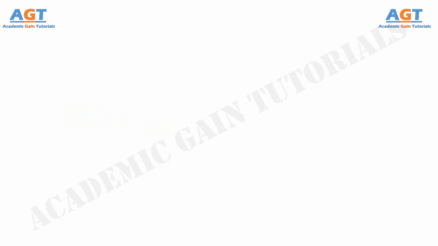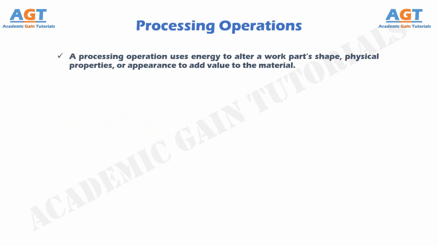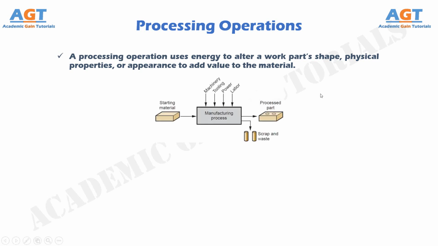So, into the topic. Processing operations. A processing operation uses energy to alter a work part's shape, physical properties, or appearance to add value to the material. The forms of energy include mechanical, thermal, electrical, and chemical. The energy is applied in a controlled way by means of machinery and tooling. Human energy may also be required, but the human workers are generally employed to control the machines, oversee the operations, and load and unload parts before and after each cycle of operation.